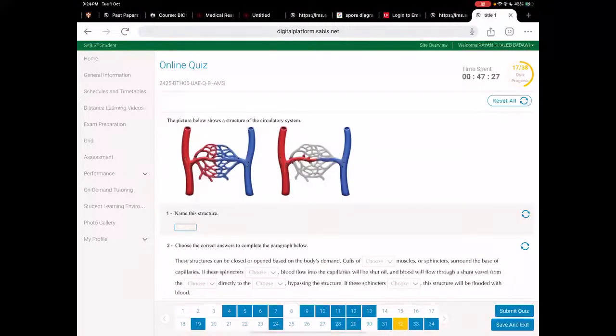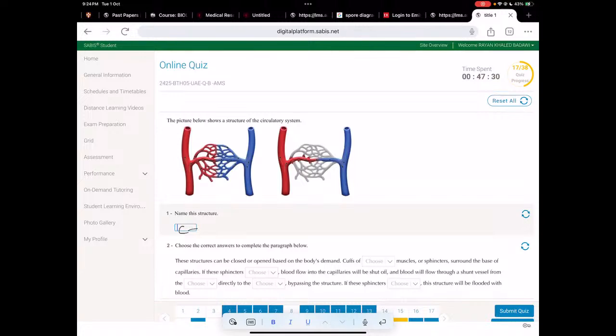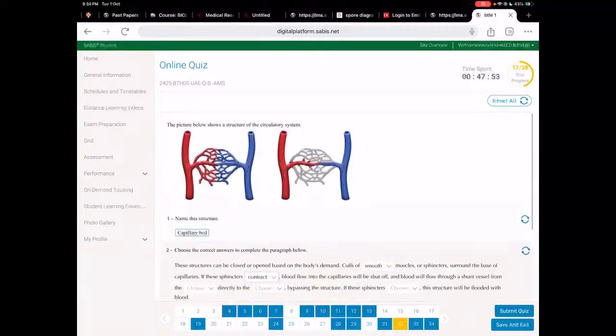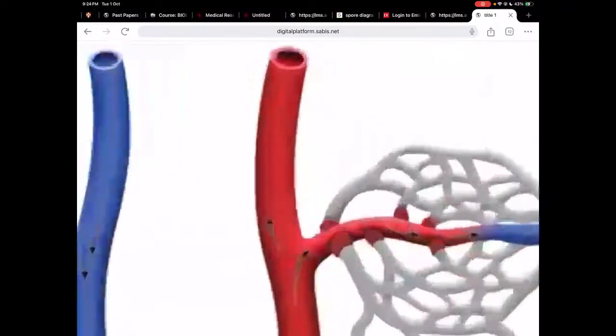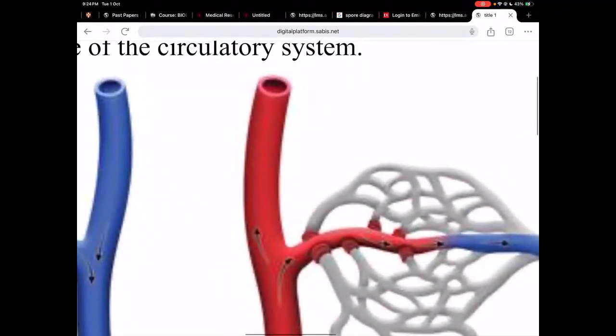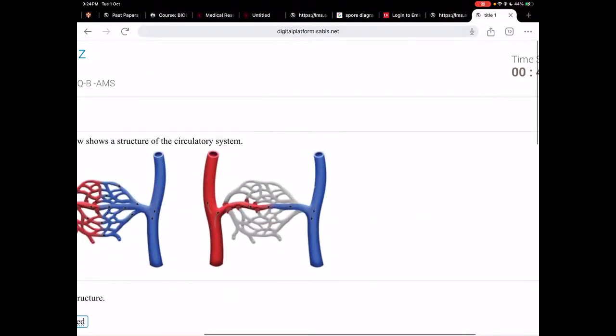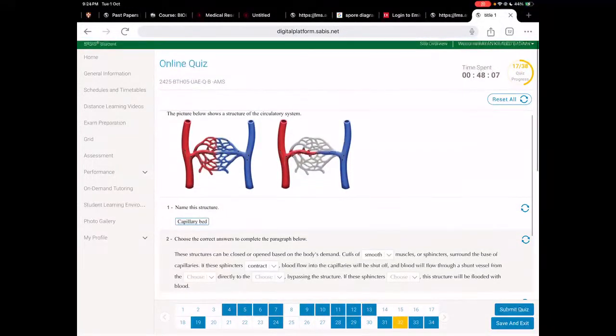Okay, what's the structure? We spoke about it. This is a capillary bed. Remember, we said that's where we're going to have exchange of nutrients. So they can be closed or open. Cuffs of smooth muscle surround the base. If these sphincters contract, the blood flow into the capillaries will be shut off. That's in the second diagram. Those sphincters, as you see them, are going to contract. Once they contract, blood is not going to flow into the capillary bed, it's going to flow through a shunt. That's when our blood doesn't have nutrients, okay?